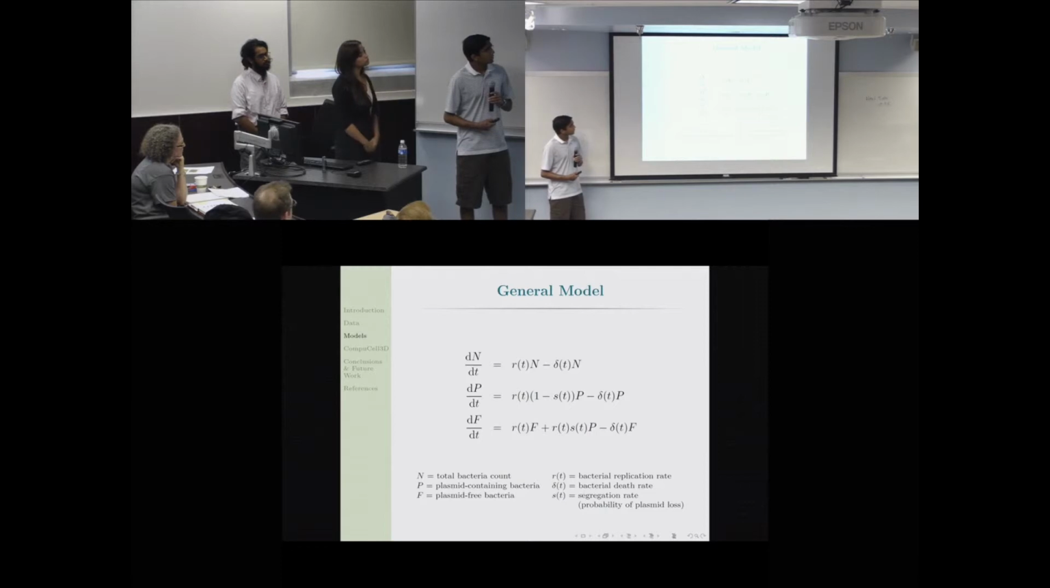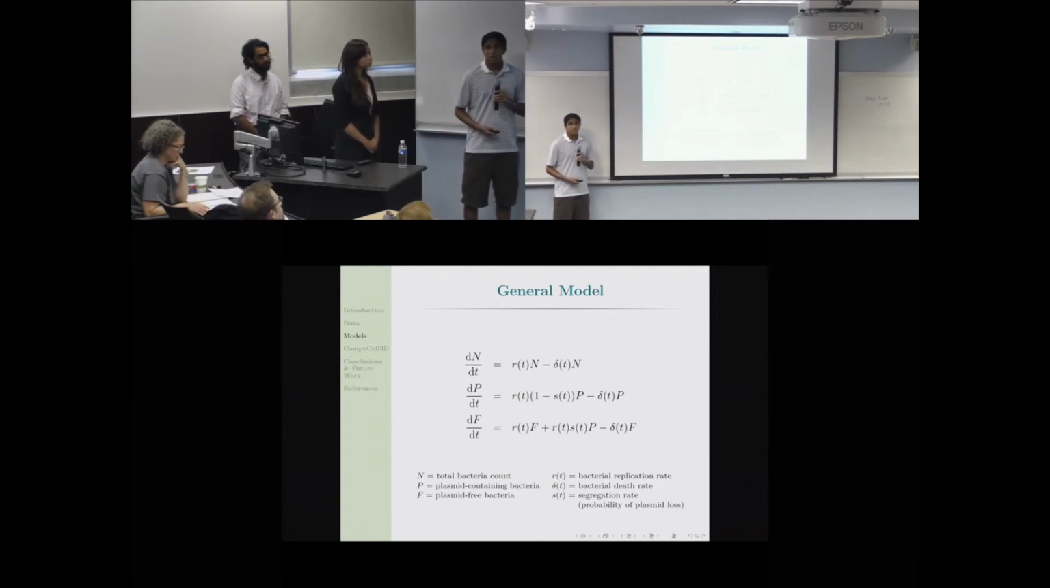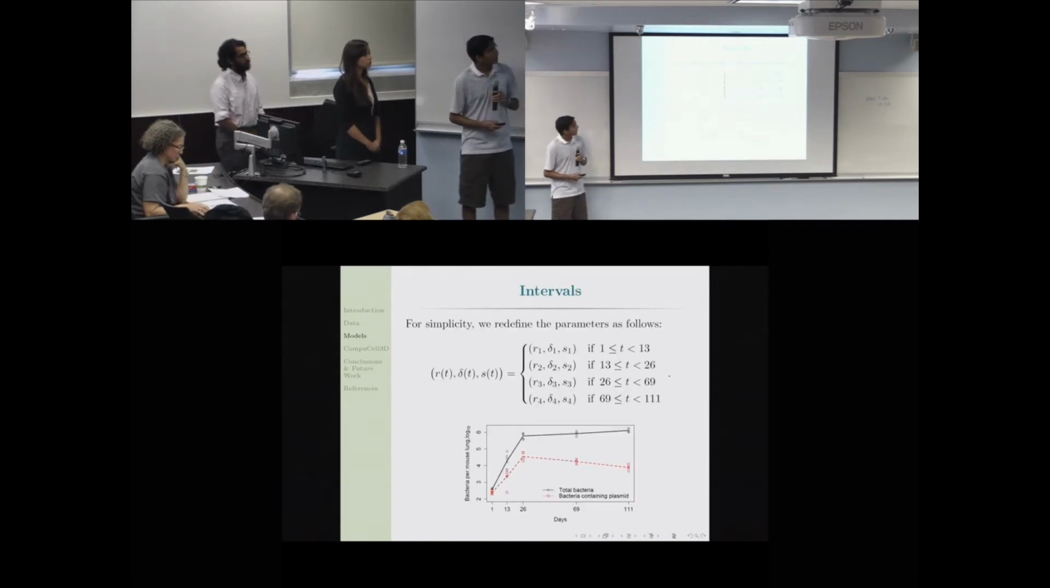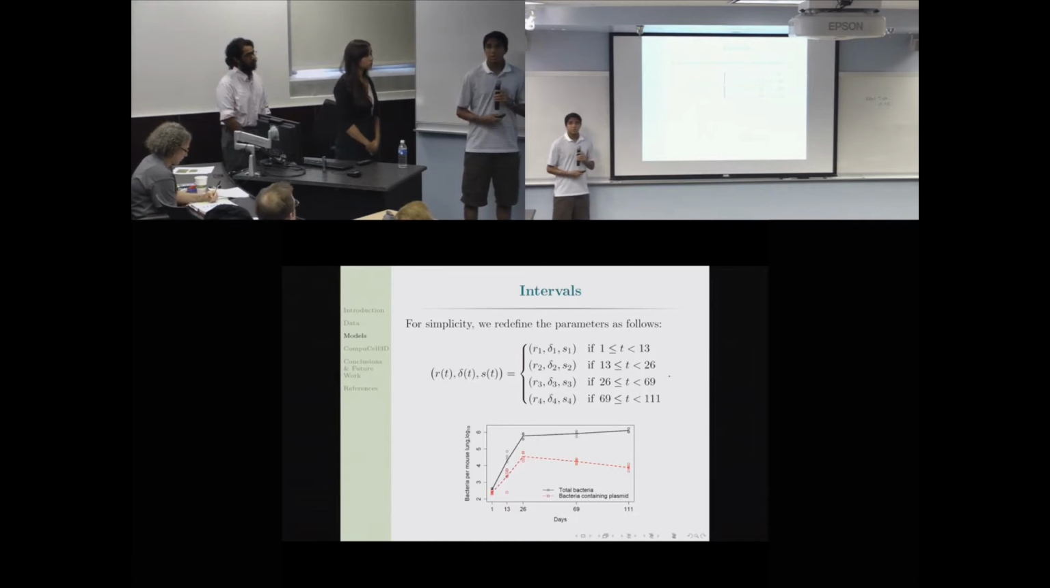Now, the replication rates, death rates, and segregation rates are treated as functions of time. We take these to be piecewise constant functions defined by the intervals in which data were collected. So we define this as interval 1, then interval 2 right here, interval 3, interval 4. The replication, death, and segregation rates are assumed to be constant throughout those intervals, but could change between those intervals.